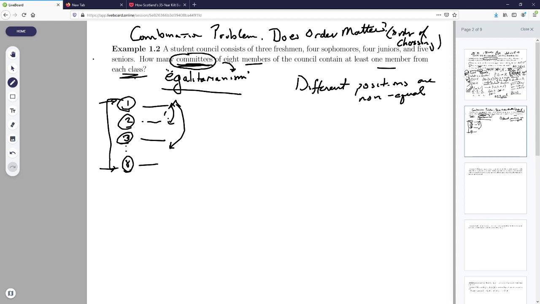Basically, what we have to do is pick a certain number of people from a certain set of these groups. So we're going to pick 8 total, and we need at least one member from each one of the classes. The number of ways to do this is you can either pick 1 freshman, or 2 freshmen, or 3 freshmen. If you pick 1 freshman, then you need to pick 7 others. If you pick 2 freshmen, then you need to pick 6 others. And if you pick 3 freshmen, you need to pick 5 others.